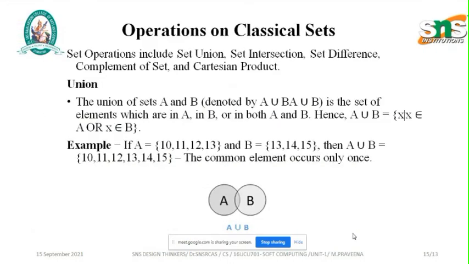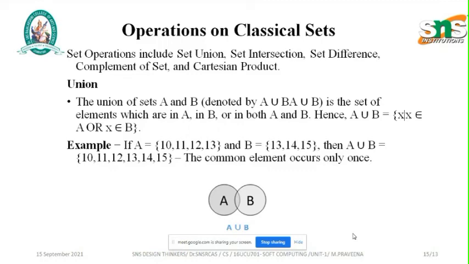Next, let us see about the operations on classical sets. Set operations include set union, intersection, difference, complements, and partition product. These are the main operations performed on classical set theory. This classical set theory is also called crisp set. So first, let us see about the union.